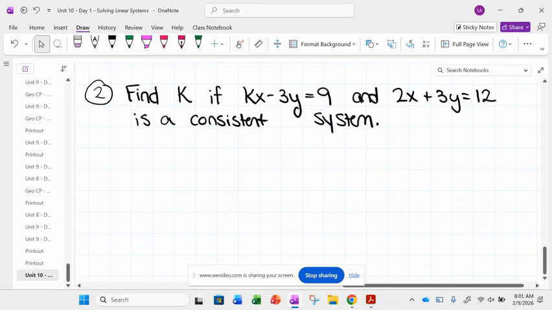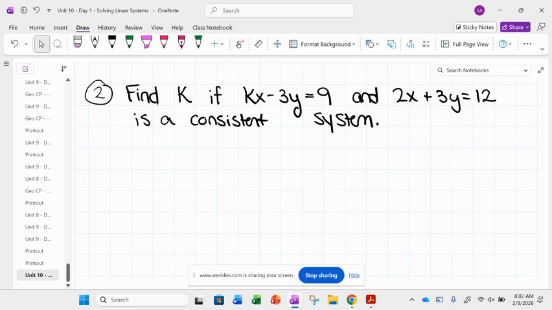And if this is a consistent system, what does that mean? What are our options? If it's a consistent system, what are our options for solutions? That's one intersection or everywhere. Good. So it's either there's one intersection or they end up being the same line where they overlap each other and it's all solutions the same.